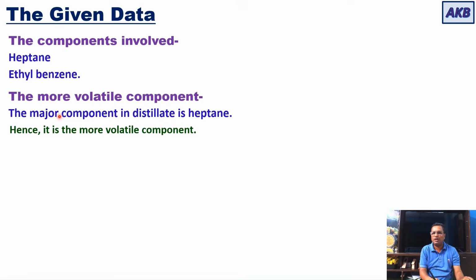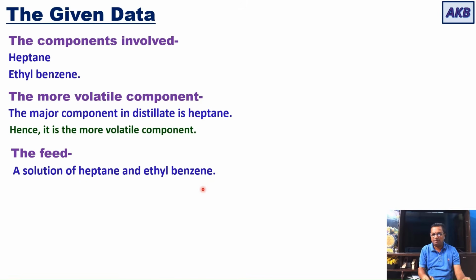If they give you the boiling points, then you can easily decide. So if that information is not given to you, then you just look at the major component in the distillate. That will be the more volatile component. Then what information is given regarding the feed? So you have a solution of heptane and ethyl benzene.